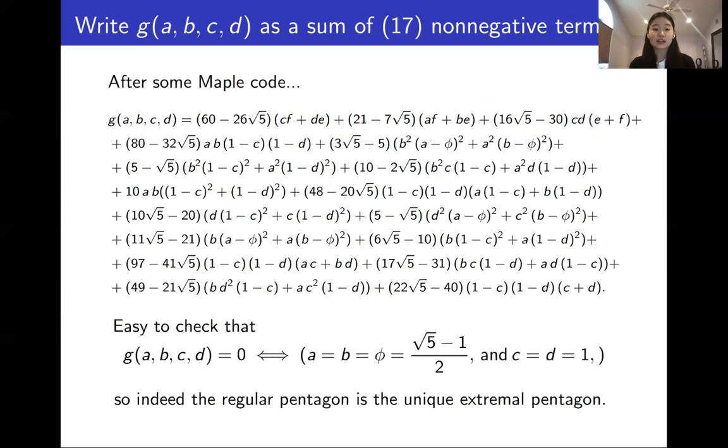Also, I can easily check that G equals 0 only when a and b equal φ² and c and d equal 1. Thus, the regular pentagon is the unique extremal pentagon with respect to quadrilateral enclosures.